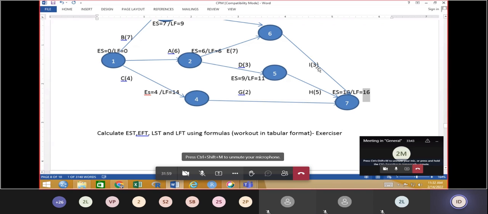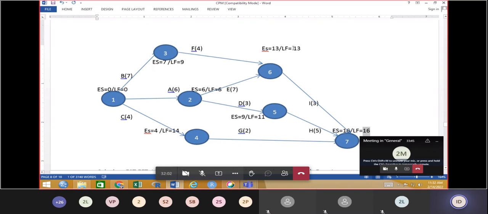16 minus duration 3 will be 13. Now again, 16 minus duration 5 will be 11. Again, 16 minus duration 2 will be 14. Similarly here, 11 minus duration 3, how much? 8. But here 6. Why 6? Because this 13 minus 7 is 6.